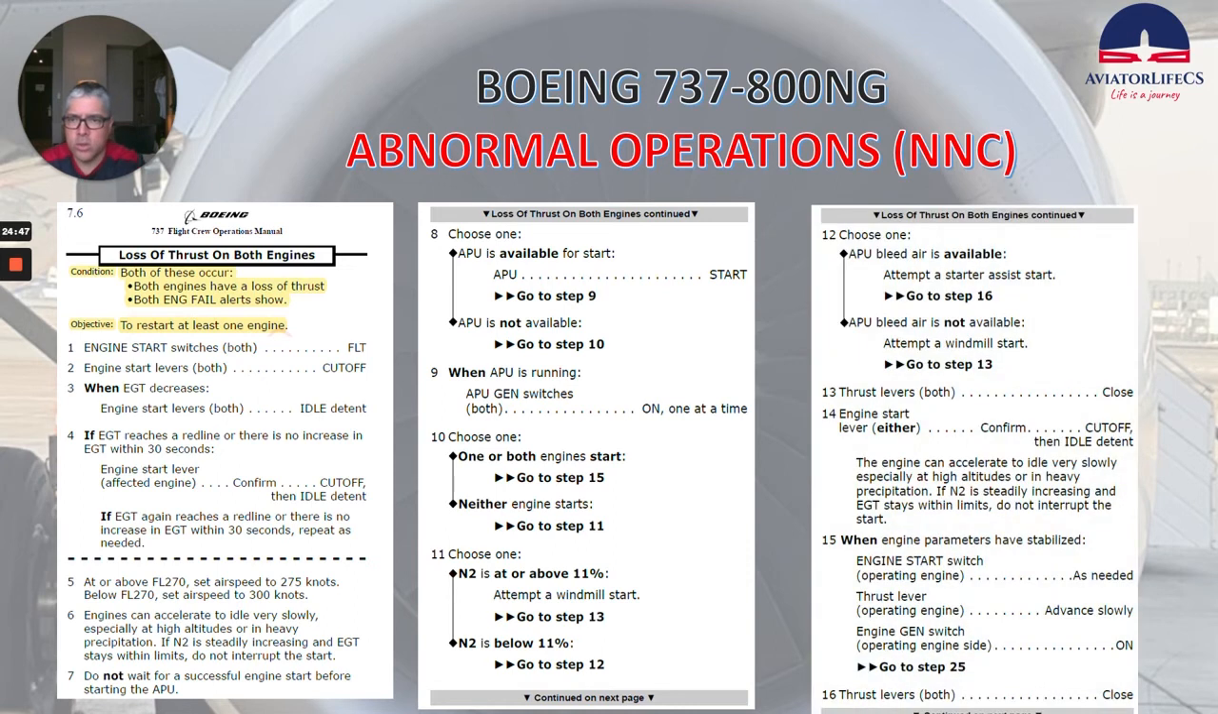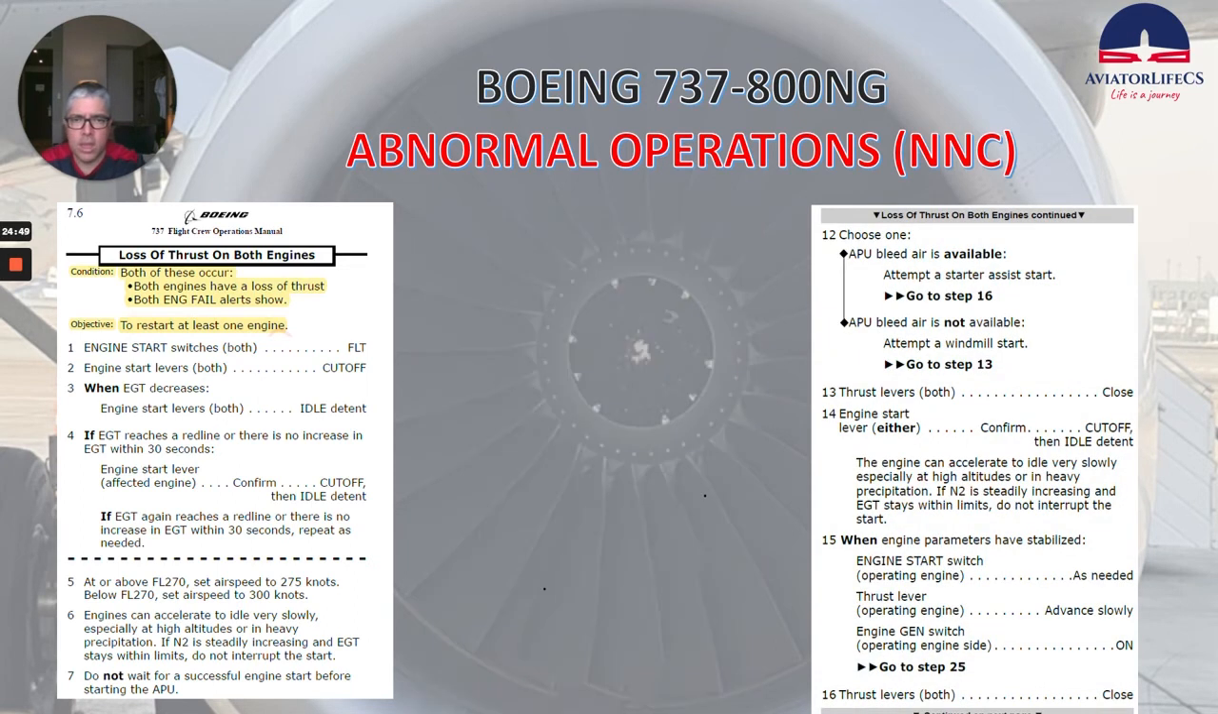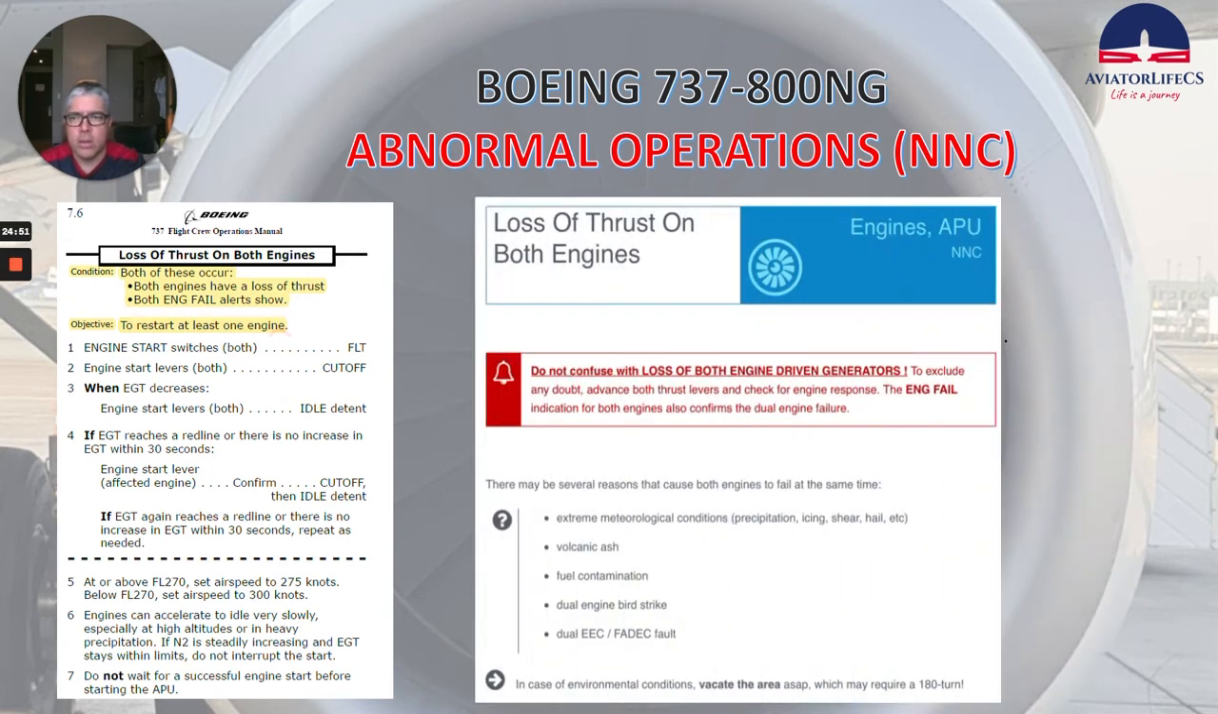And now I want to talk about what the MRG says regarding loss of thrust on both engines. So the first, you can see the first red alert there is: do not confuse with loss of both engine-driven generators. To exclude any doubt, advance both thrust levers and check for engine response. The engine fail indication for both engines also confirms the dual engine failure.